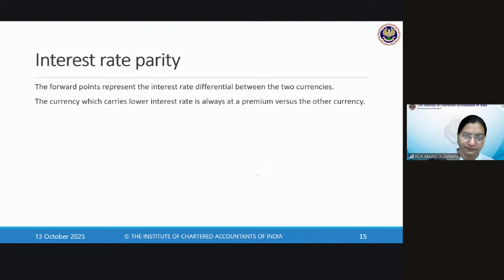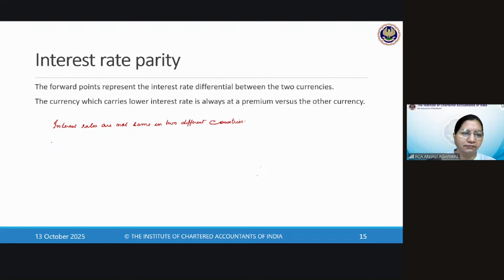Okay? So we will go through the interest rate parity. You have to understand that interest rates are not same in two different currencies. There is a central bank, which regulates the interest rates in different countries. In India, the central bank is RBI. In US, it is the Fed Reserve. So interest rates are not same in two different countries.